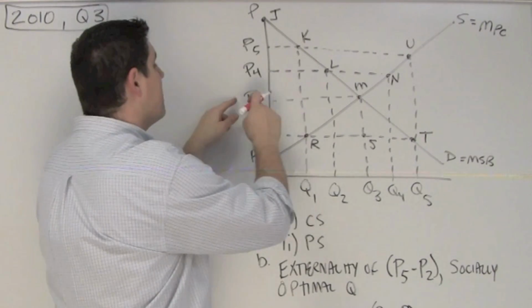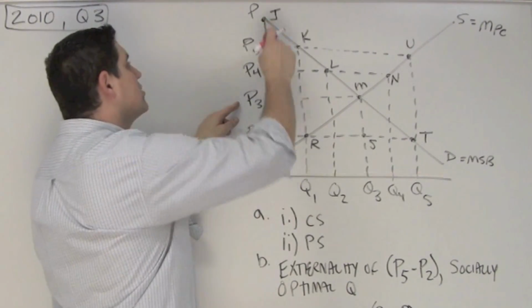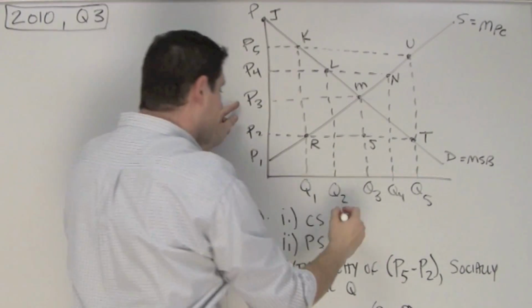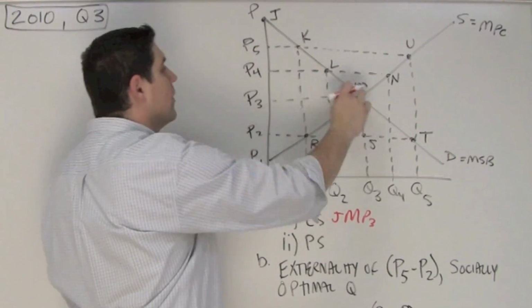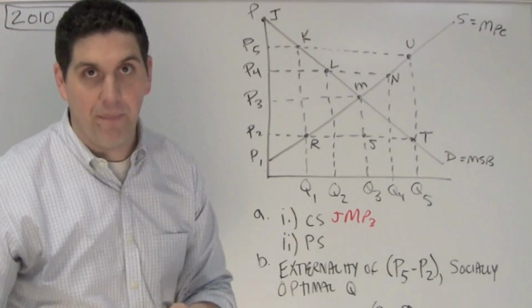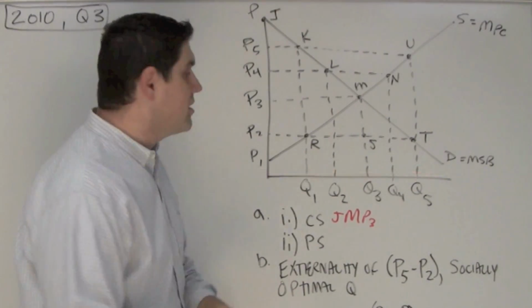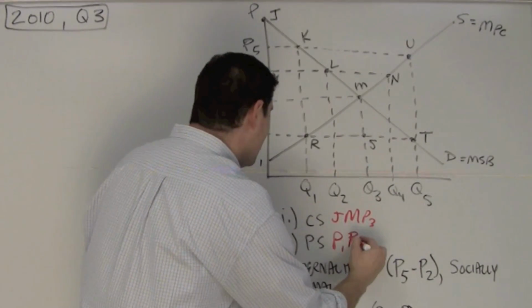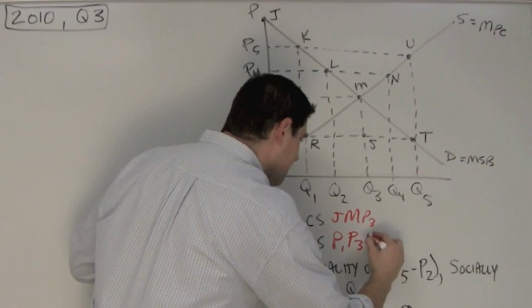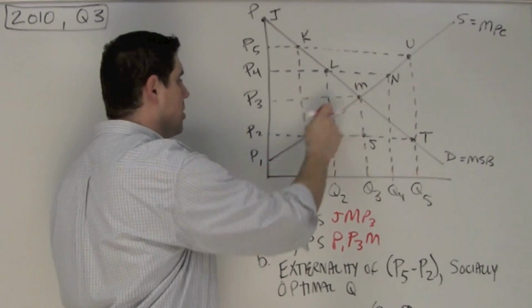Well, the price is going to be at P3, that's the equilibrium price. And so willing to pay, did pay, willing to pay, did pay. So letters J, M, P3 are the original consumer surplus at equilibrium. Producer surplus is the difference between what sellers are willing to sell it for and what they did sell it for. P1, P3, M is the producer's surplus, right there.